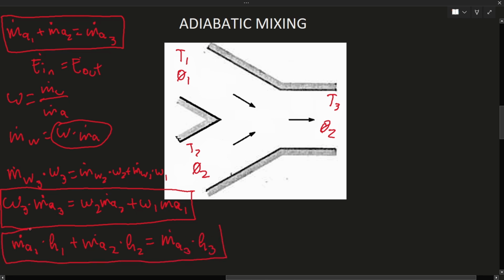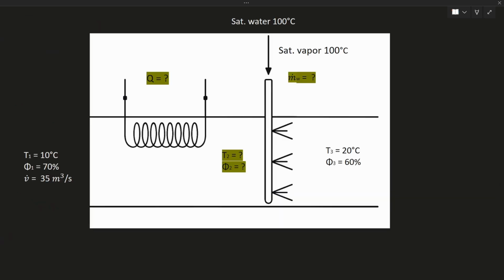That's it. That's your third rule for this problem. Super easy. All right, let's do this heat and humidification problem just so we can understand better. Whatever the question is asking, I highlighted in yellow. So it's asking for the heat that's being applied, the temperature and relative humidity at point 2, and the mass flow rate of water, all right?